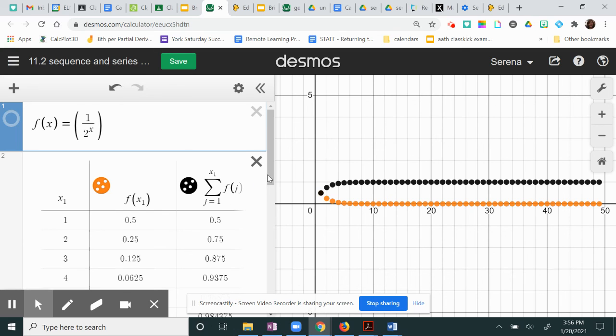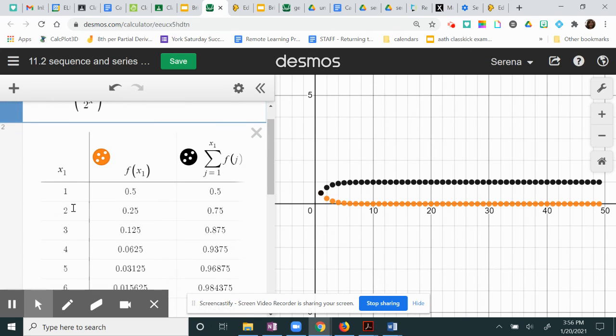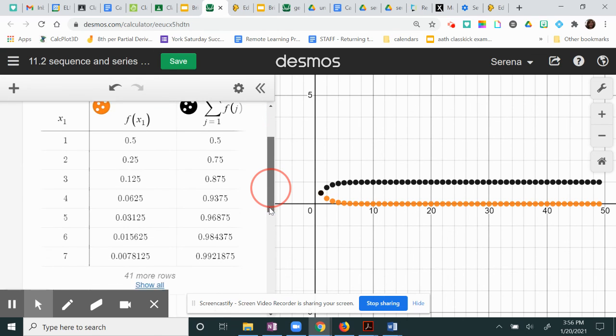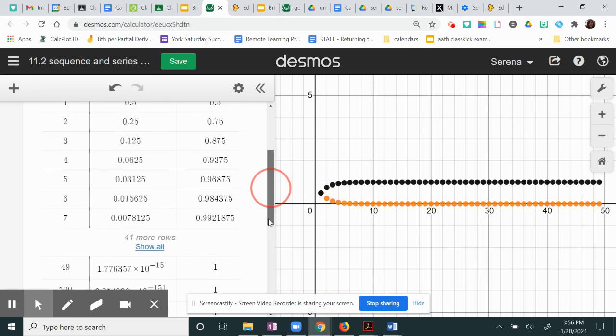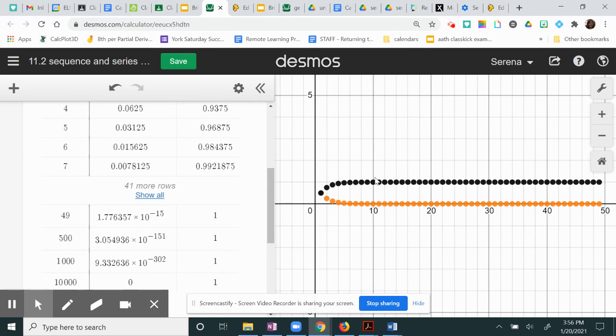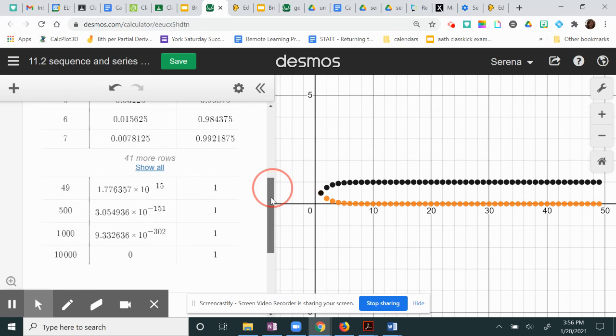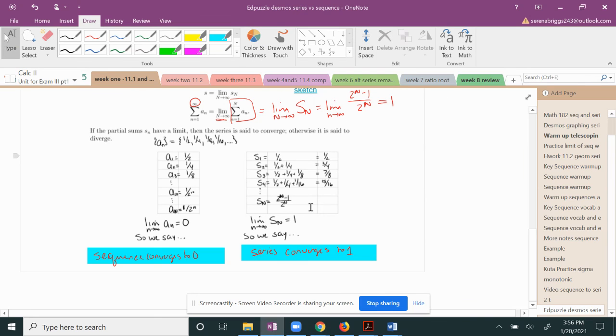In the second column in black, it has the thing that we're most interested in, which is the series. And first, I'm just looking at the first partial sum. That's just a half. The second partial sum, a half plus a fourth is 3/4. The third partial sum, a half plus a fourth plus an eighth is 0.875. And sure enough, those partial sums seem to be moving towards 1, both graphically and in the table. So I have verification of what I've learned to be true, which is the sequence is converging to 0, but the series is converging to 1.